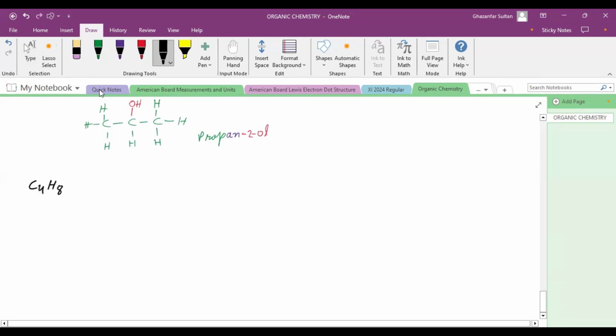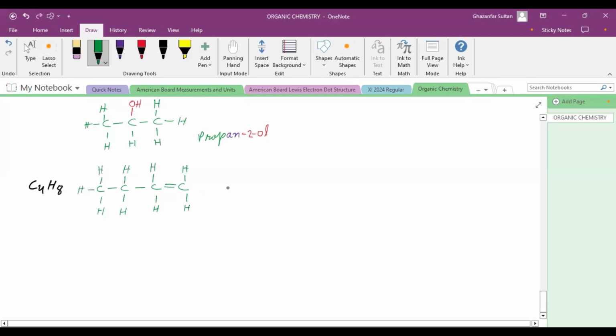C4H8 is one of the alkenes. It follows the general formula CnH2n. 4 carbon atoms are there. As it is an alkene, there must be a double bond either between 1 and 2 or 2 and 3. We can write anywhere. The remaining valency of carbon will be satisfied by adding hydrogen. Show the bonds with hydrogen here.